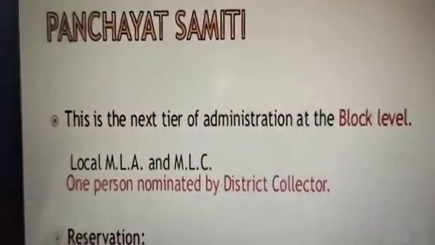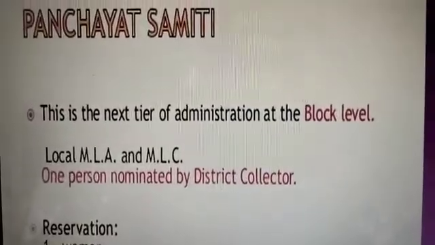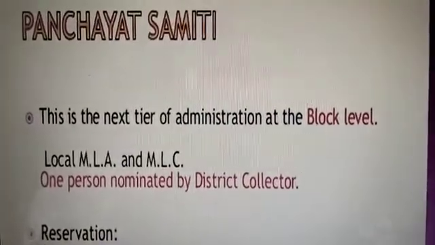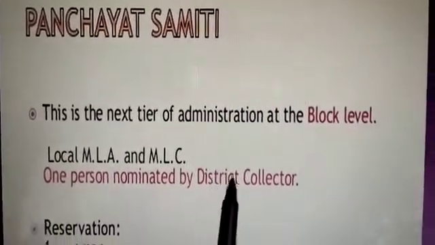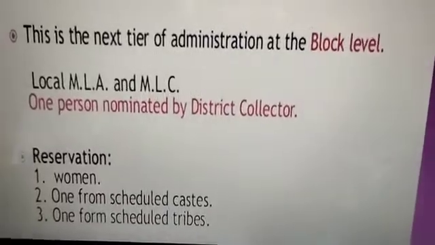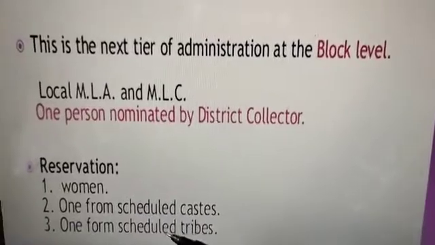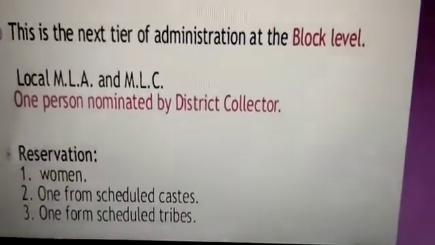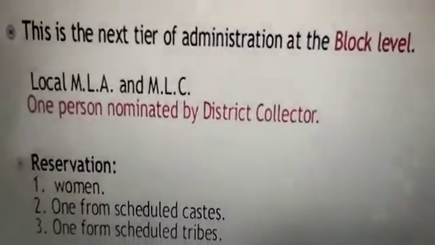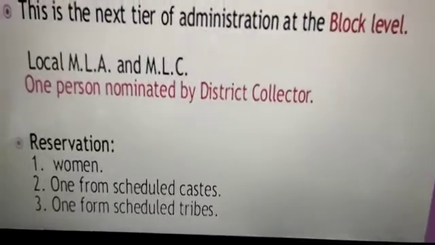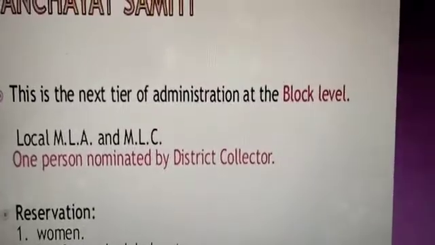Moving on, the next point is Panchayat Samiti. The next tier of administration is the block level. That means after Gram Panchayat you move to block level. In the block level you have one person nominated by the district collector. In the block level, seats are reserved for women, one seat for scheduled caste and one seat for scheduled tribe. These are the backward tribes, and you can say the other tribes of our country, and memberships are fixed for women, scheduled castes and scheduled tribes.